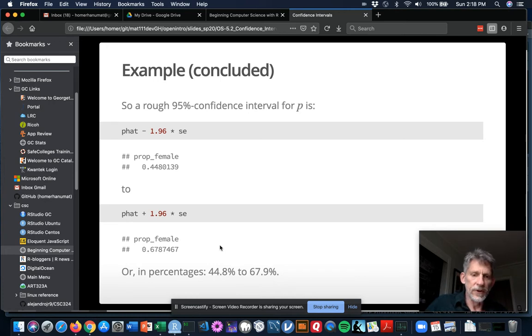In percentage terms, the 95% confidence interval is 44.8% up to 67.8%. The point estimate of 56.3% sits right in the middle of that range of real numbers.